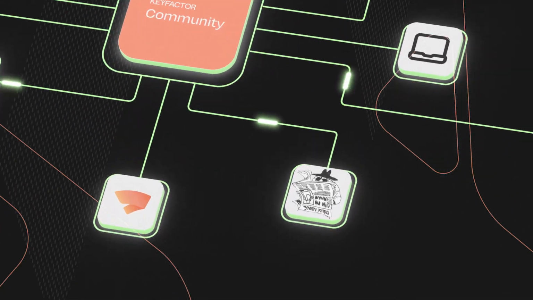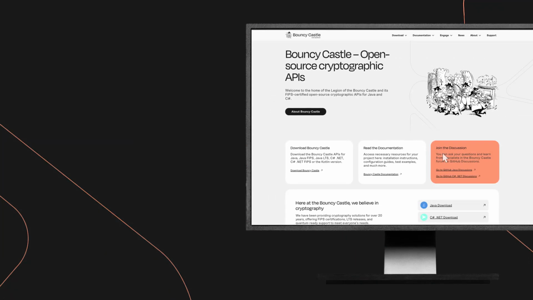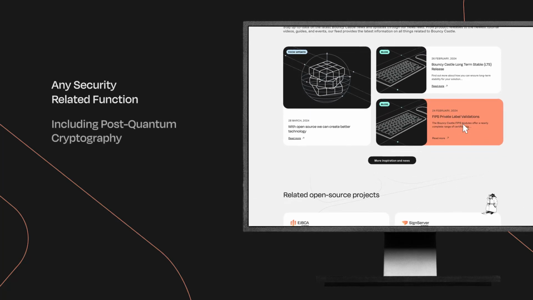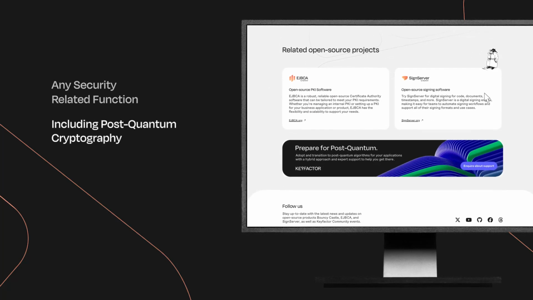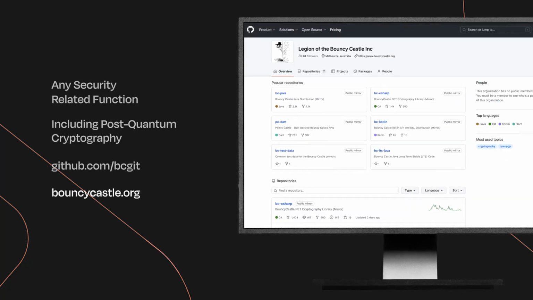Bouncy Castle is the most used FIPS-certified cryptographic APIs in Java and C#. It allows developers to implement virtually any security-related function, including post-quantum cryptography. Bouncy Castle is available on GitHub and from bouncycastle.org.